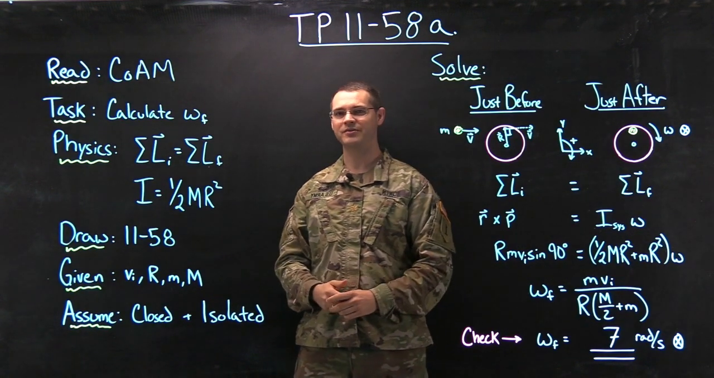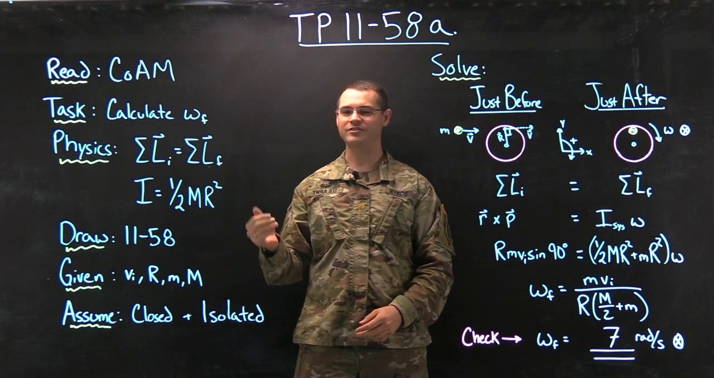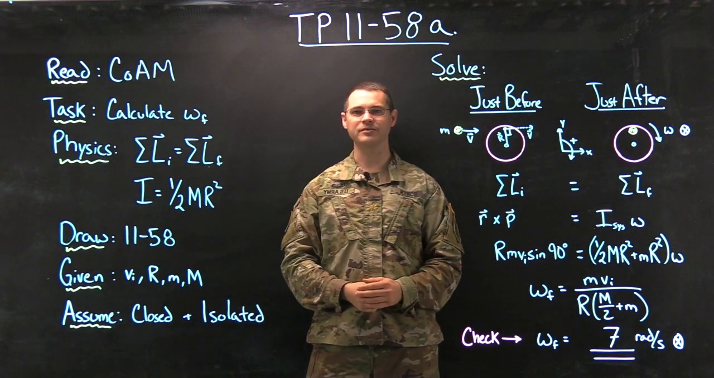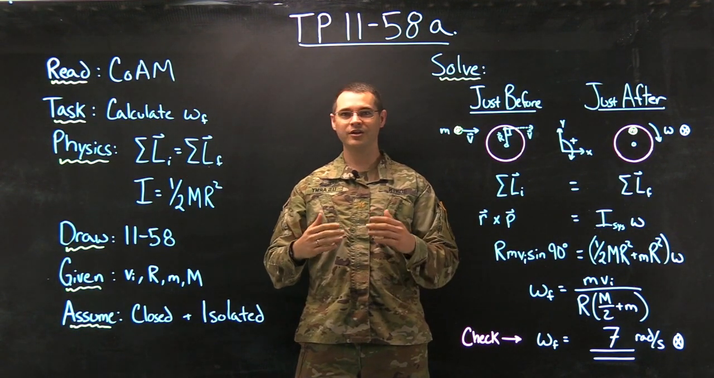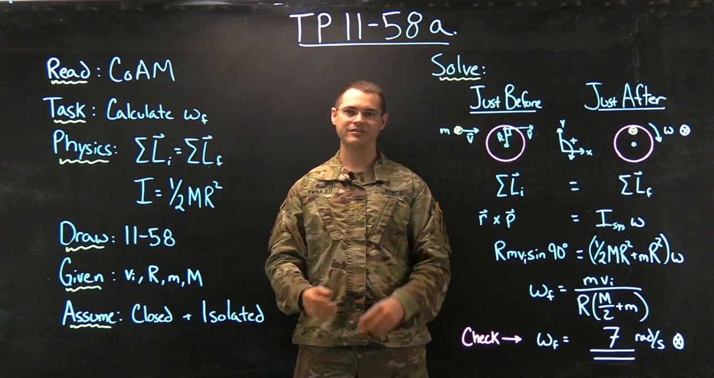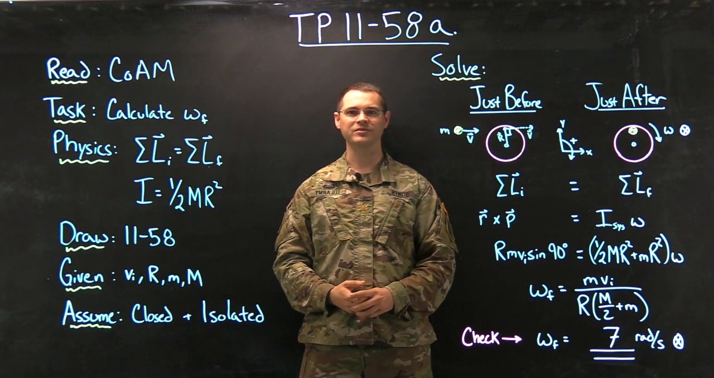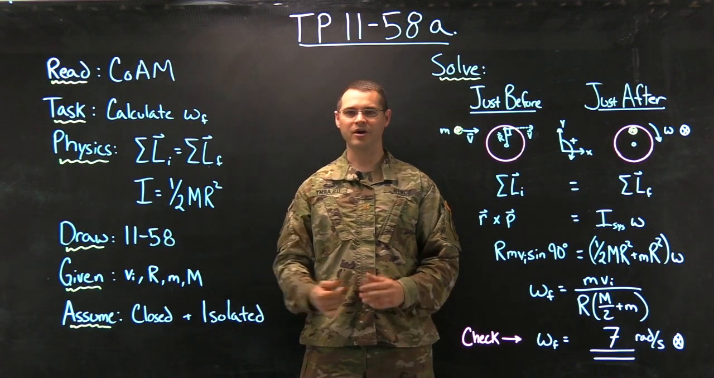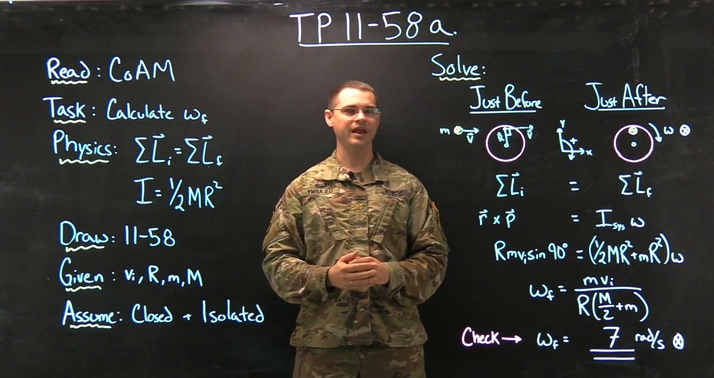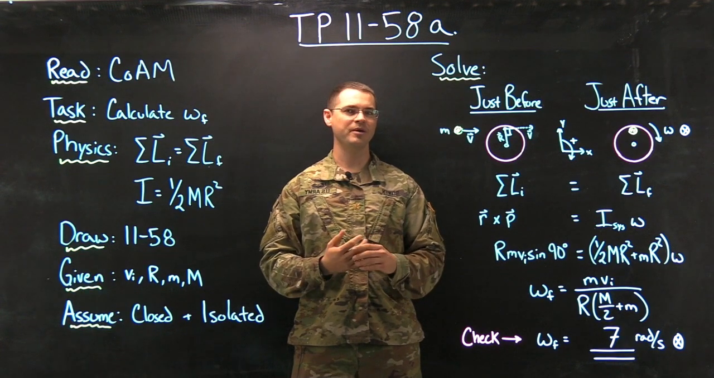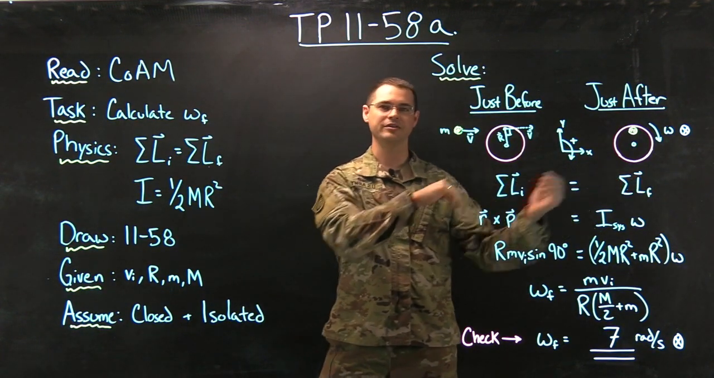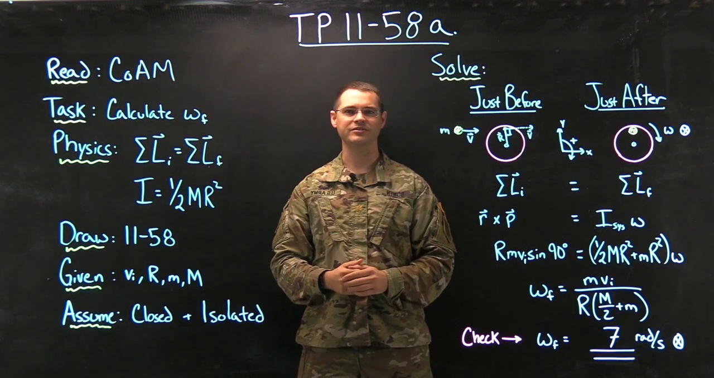Because it's a conservation of angular momentum problem, the physics that we use is our law for conservation of angular momentum. And we notice that it's colliding with a disk, so we need the inertia for a disk, which is on the back of your physics reference card. Drawing the problem, it's in 11-58, and in conservation of angular momentum problems, we like to draw it during the solve step. So we'll get to that in just a second.